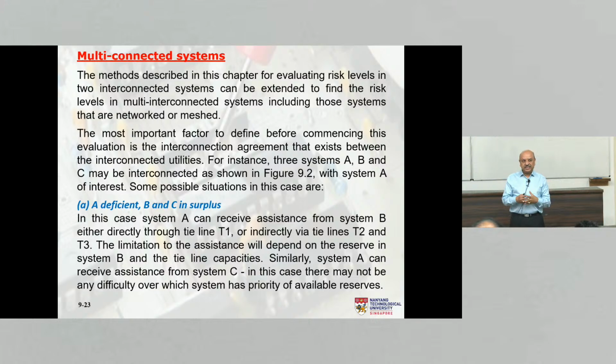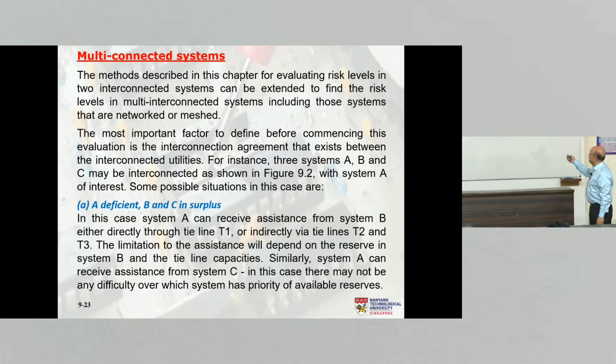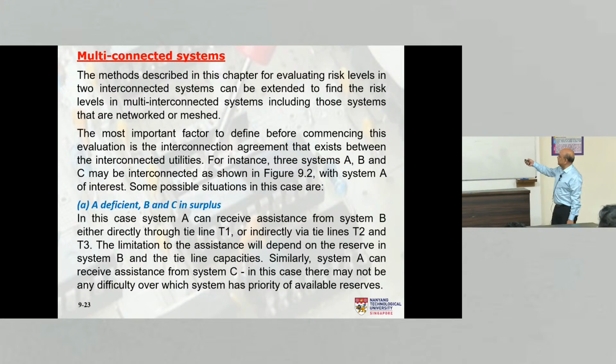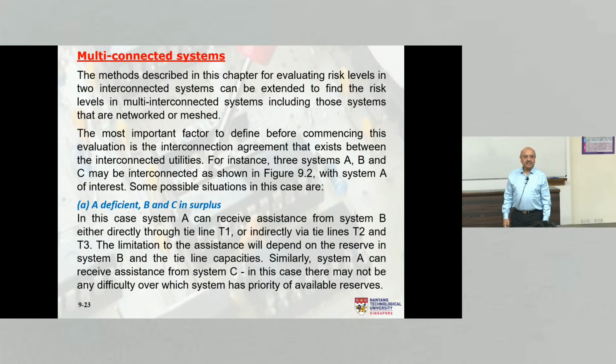And that in many ways is desirable, although we must also realize the downside of that. Because if there are too many failures in one system, it may affect your own system reliability, right? You don't want that to happen. So we need to be careful, but the most important factor before commencing this evaluation is the interconnection agreement. So my focus in the next 10, 15, 20 minutes is to try and tell you what kind of agreements can exist and how we handle those.